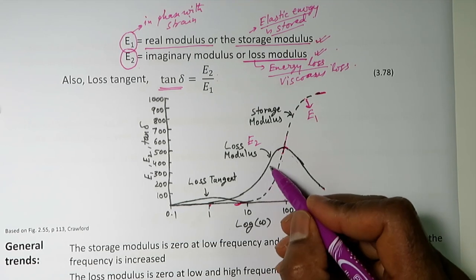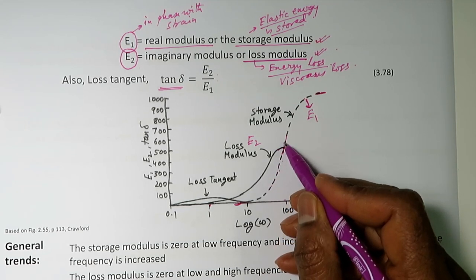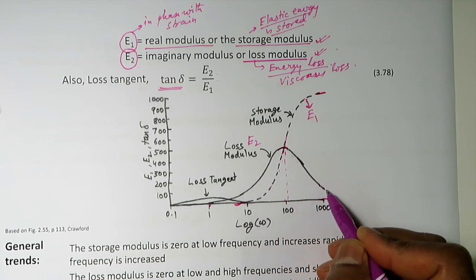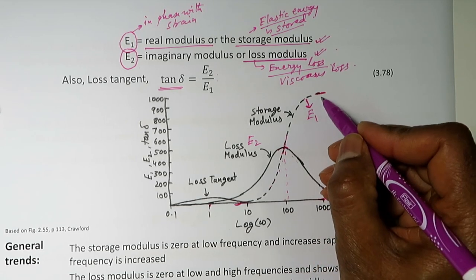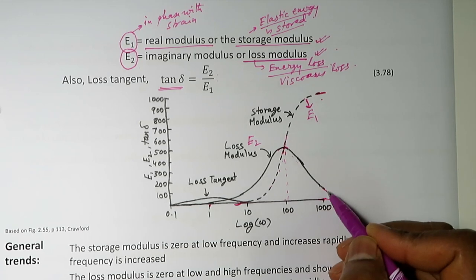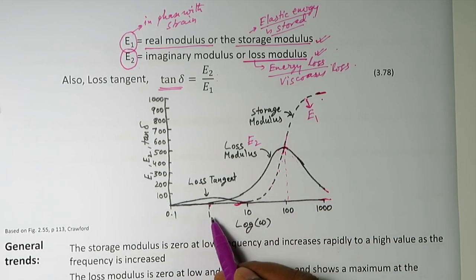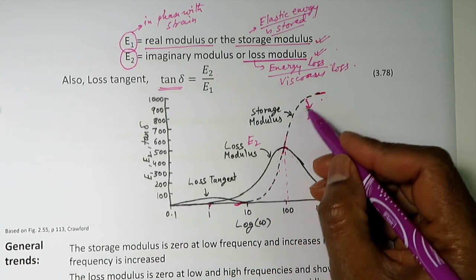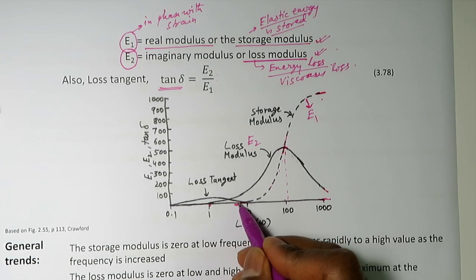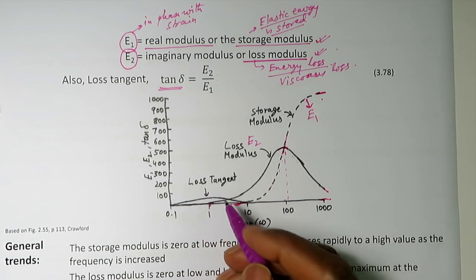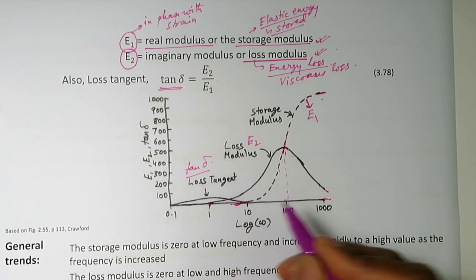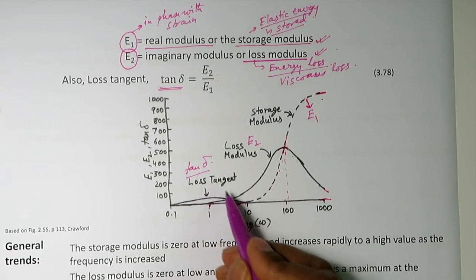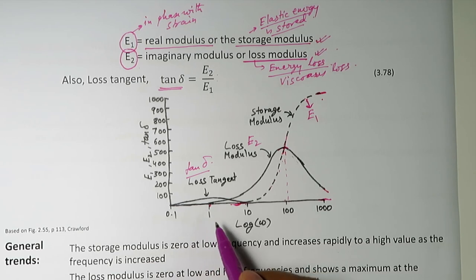So what it shows is that the viscous response of the material is very high at the intermediate frequency. When the frequency of the stress is extremely high, then the viscous response goes down, and the material basically behaves more like elastic than viscous. Similarly, at very low frequency, again the loss modulus is very low, and the storage modulus value is also very low. The loss tangent, or tan delta, also follows the minimum to maximum, and then again minimum, but at a different frequency. So the loss tangent will also show a similar kind of trend, but at a lower frequency.